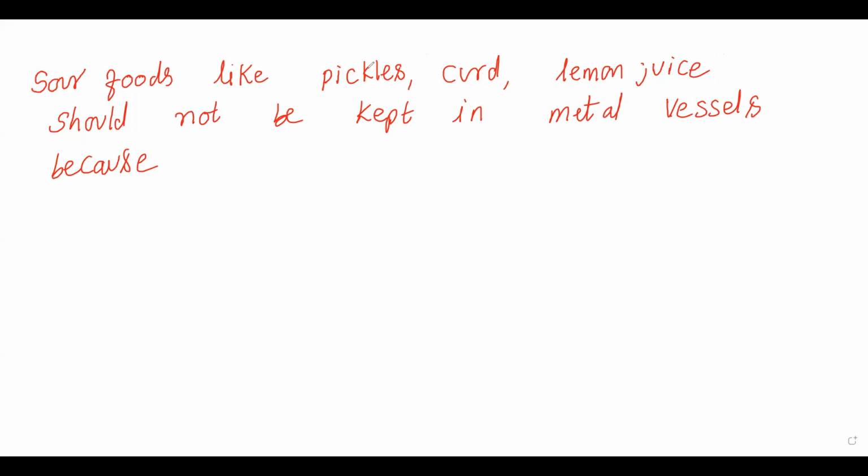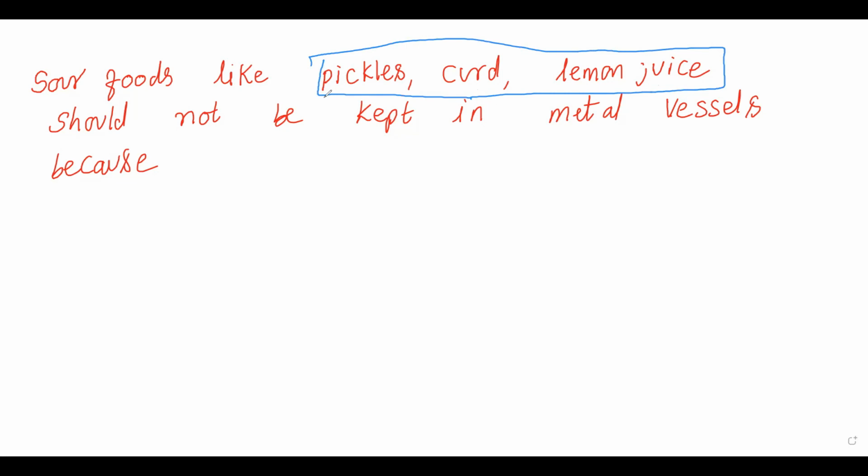So these food items should not be kept in metal vessels, copper vessels or brass vessels. They should not be preserved in metal vessels. Why? Because the acids present in them react with metal and produce poisonous compounds, and the food may get poisonous. That's the reason pickles are always preserved in glass bottles rather than metal vessels.